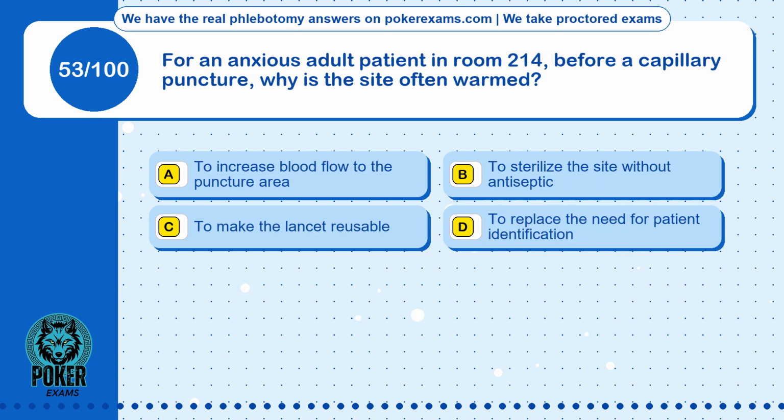Question 53. For an anxious adult patient in room 214, before a capillary puncture, why is the site often warmed? Option A. To increase blood flow to the puncture area. Option B. To sterilize the site without antiseptic. Option C. To make the lancet reusable. Option D. To replace the need for patient identification.